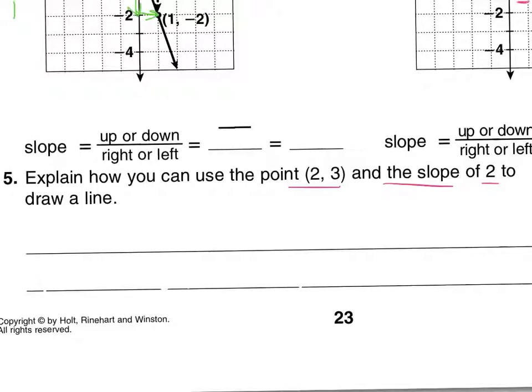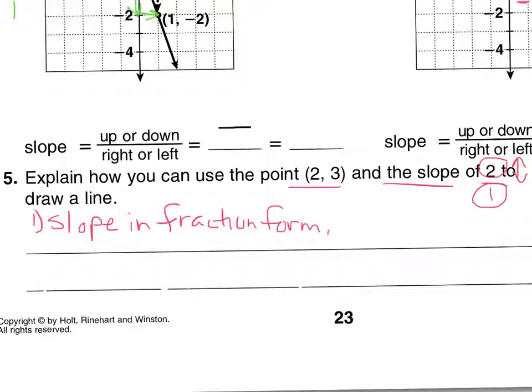So the first thing you would want to do is make sure that your slope is in fraction form. So how are we going to use the point (2, 3) and the slope of 2 to draw a line? First, we're going to make sure that our slope is written in fraction form. Now, why is this important? Because remember, there's two directions as we move along the line. We're going to need to know how far to go up or down, right? And the numerator tells us that. And we need the denominator to tell us how far to go left and right. So we want our slope to look like a fraction because we have two directions that we have to travel.